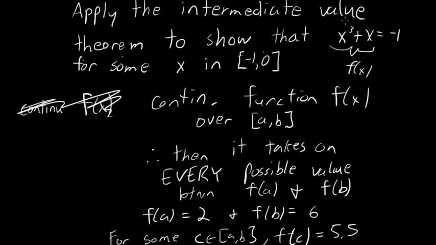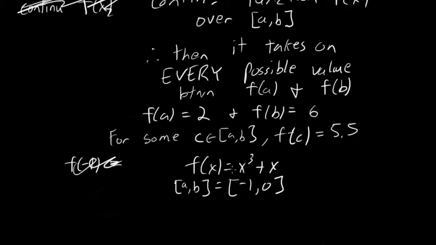And we know that f of x is continuous because it's a polynomial function. X cubed plus x is a polynomial function, so it's going to be continuous for all real values of x, including those values in this closed interval between -1 and 0. But let's figure out what f of -1 is. Well, it's going to be minus 1 cubed plus -1. That's just going to be -2.